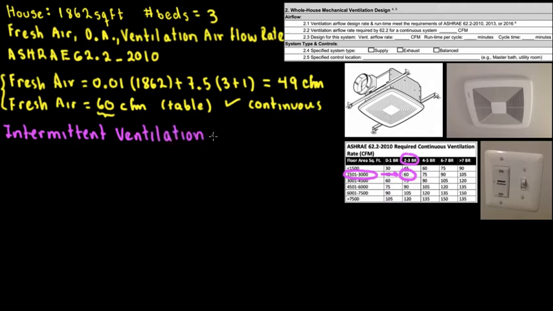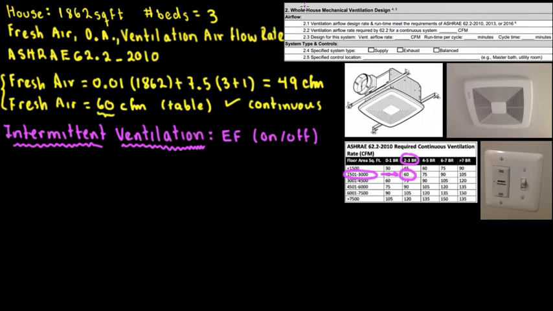For intermittent ventilation, what we need to consider is that the fan, we call it EF, which is pretty much an exhaust fan, is going to be on and off. And there are two important factors to consider in intermittent ventilation.